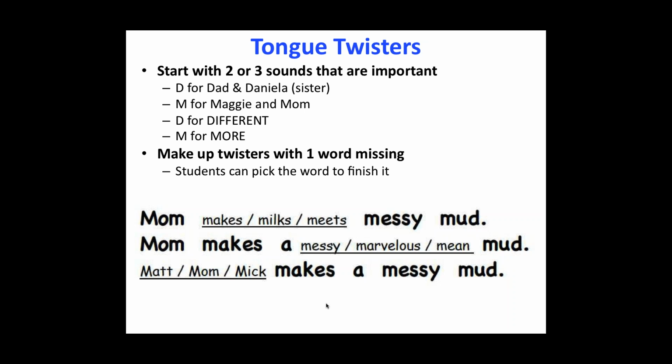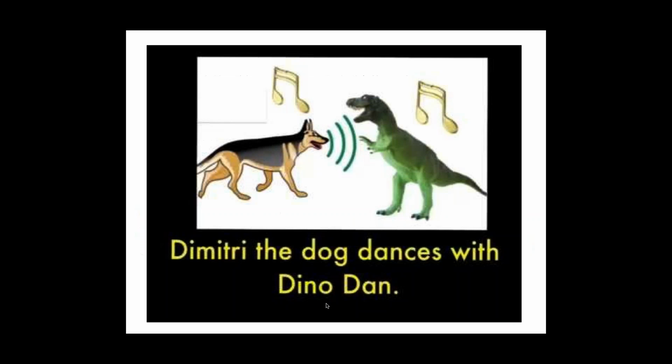So what you might want to do is to make up your own tongue twisters and do something else with Mom. So I have where they could choose to change out the verb, or you could choose to change out the adjective, or you could choose to change out the name. So you can do this in any way, but just let your child have a lot of fun with this. So here's a D one. "Dimitri the dog dances with Dino Dan." So just really silly and fun ones.